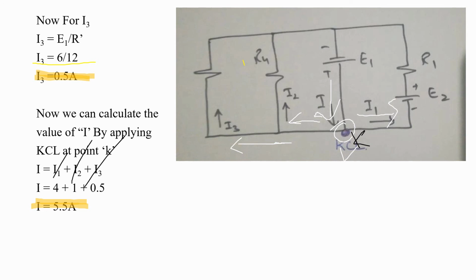Now we see that we have found the value of V1, the value of V2 and I. These are the required values which we had to find in that particular question.